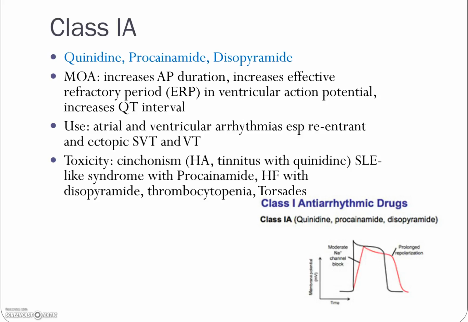Now, it's important to note that these class 1A antiarrhythmics can actually have some toxic effects. So it can induce a lupus-like syndrome, particularly with procainamide, or you can get heart failure with disopyramide. You can also get thrombocytopenia and torsades, as well as cinchonism, which gives you the symptoms of a headache, tinnitus, and you'll typically see that with quinidine.